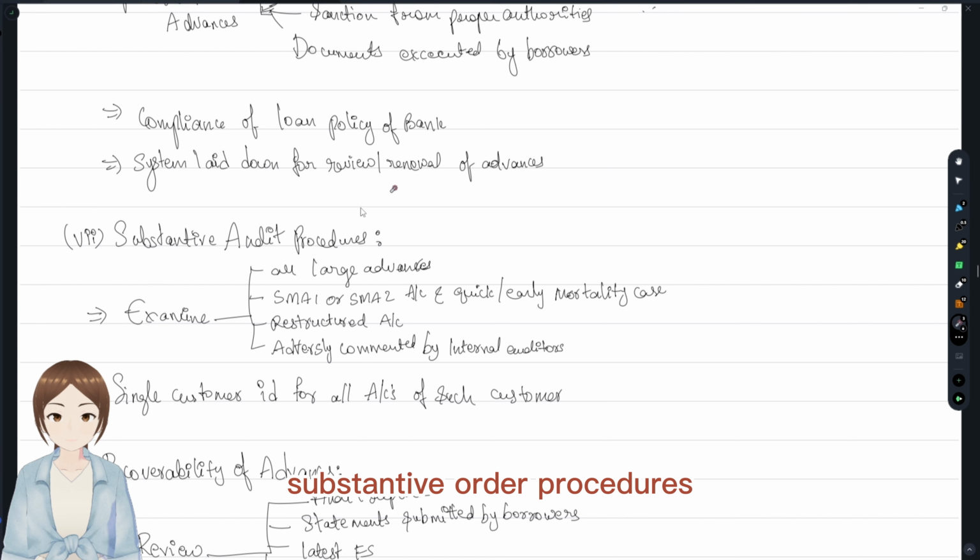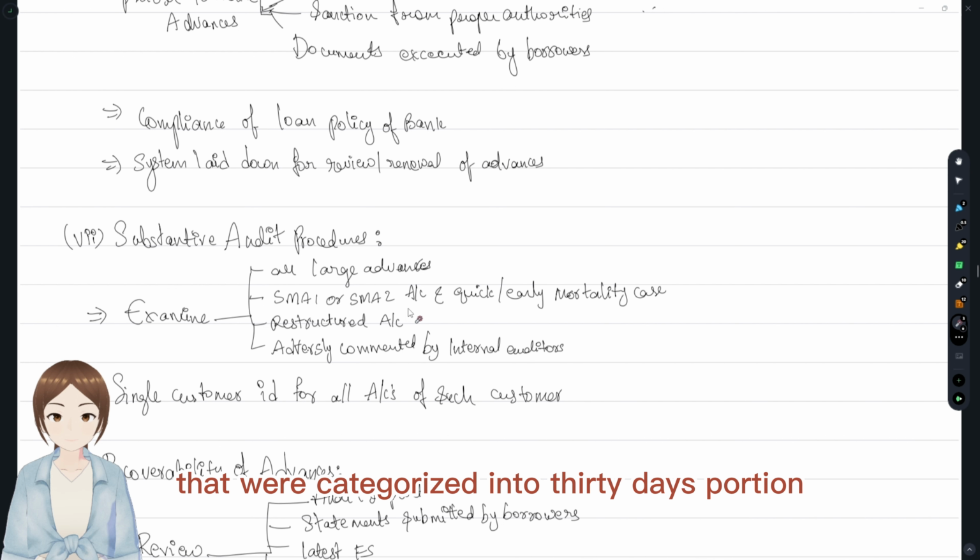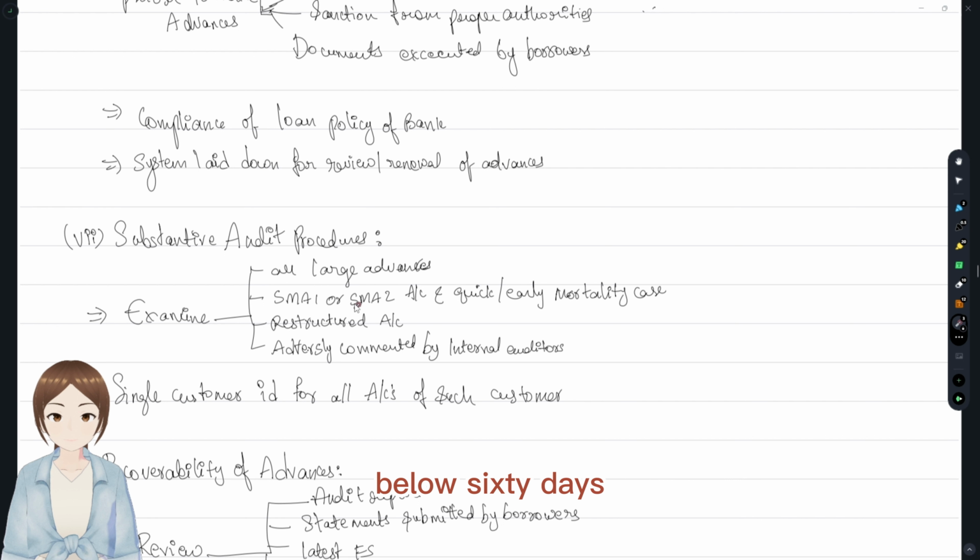Substantive audit procedures. What do we have to do? We have to examine all large advances, SMA 1, SMA 2, or quarterly mortality cases. SMA 1, 2 are accounts that are not yet NPAs, that is, not overdue for 90 days or more. SMA 1, SMA 2, SMA 3 are three categories within the 90-day period. Either the principal or interest overdue below 30 days is SMA 1, 30 to 60 days is SMA 2, and the 60 to 90 days segment is SMA 3.